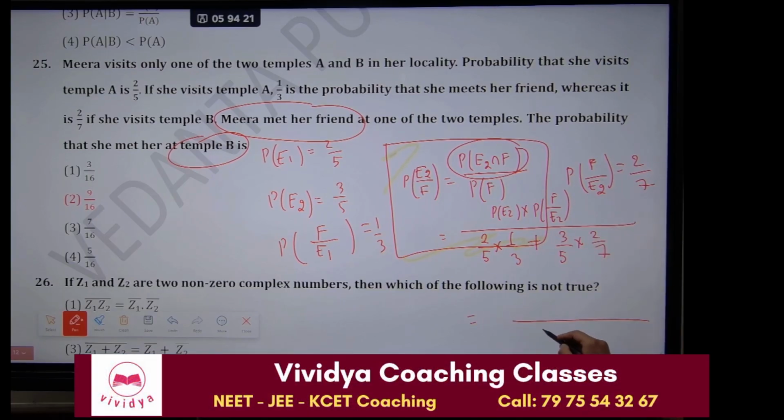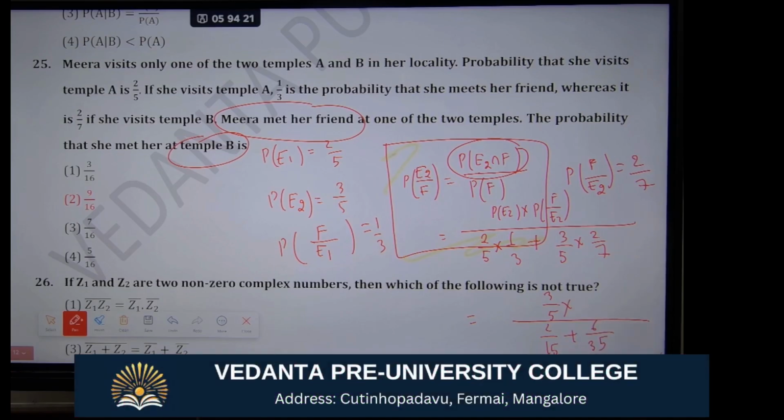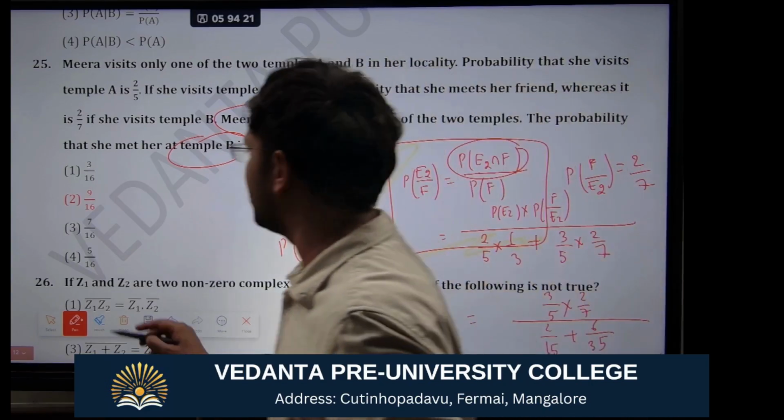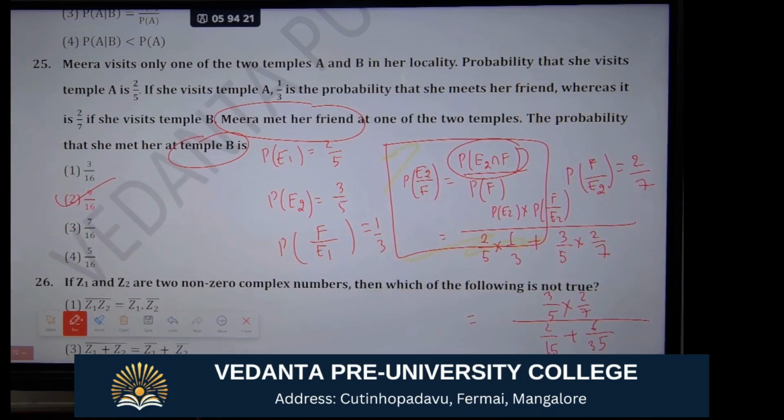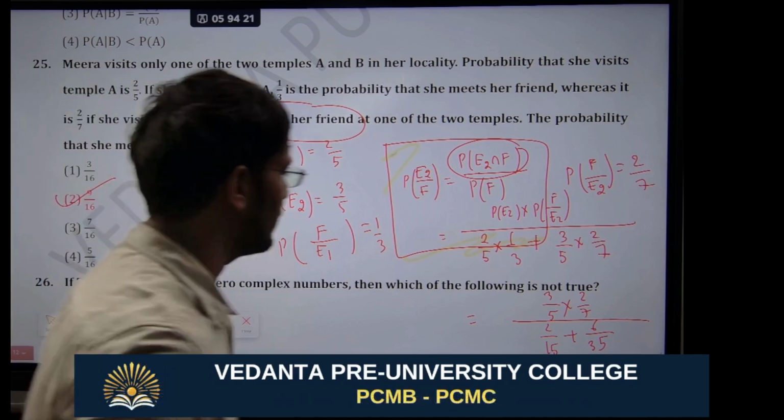So this will come to something like 2 by 15 plus 6 by 35. And P(E2) is basically 3 by 5, and then F given E2 is 2 by 7. Now if you solve and substitute these values, you will get the answer 9 by 60. So simple question, simple Bayes theorem application.